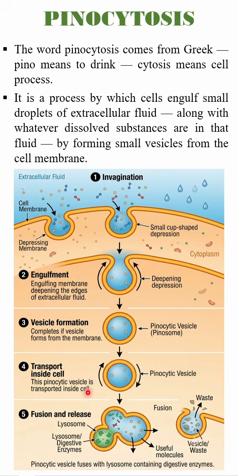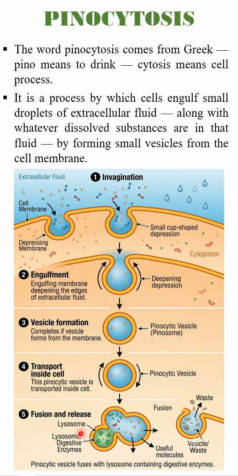Now, the fourth one is transport inside the cell. After this vesicle is formed, it moves through the cytoplasm. It's just like a delivery truck traveling through a city to deliver its package to the correct destination. So this is the pinocytic vesicle. Then the vesicle carries the nutrients and dissolved substances to different parts of the cell.